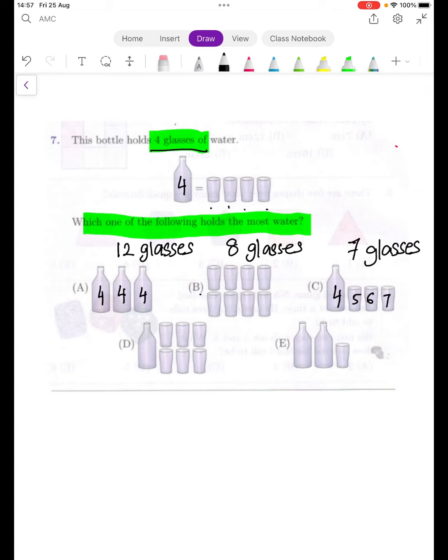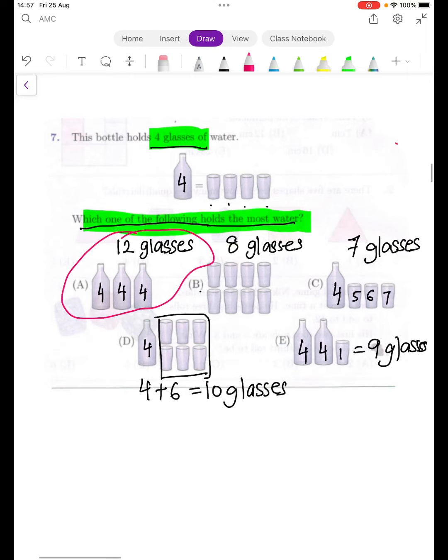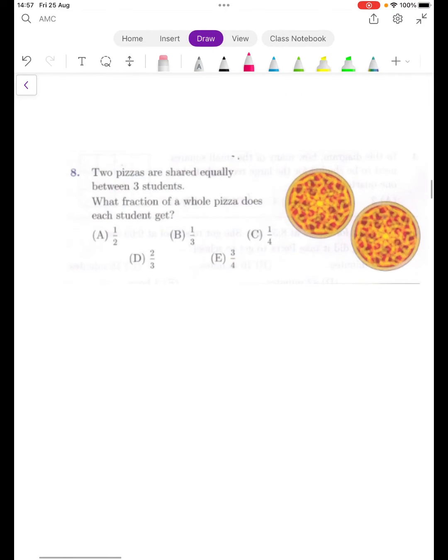Now, most of you can see already which is the correct answer, but let me work it out to show you exactly. Four glasses can be put in the bottle, and there are 6 more here. So that's 4 plus 6. That means this is 10 glasses. This is 4 here, and 1 here. So this is 9 glasses. So the question was, which one of the following options hold the most water? As we can see, the answer has to be A, 12 glasses. All right.